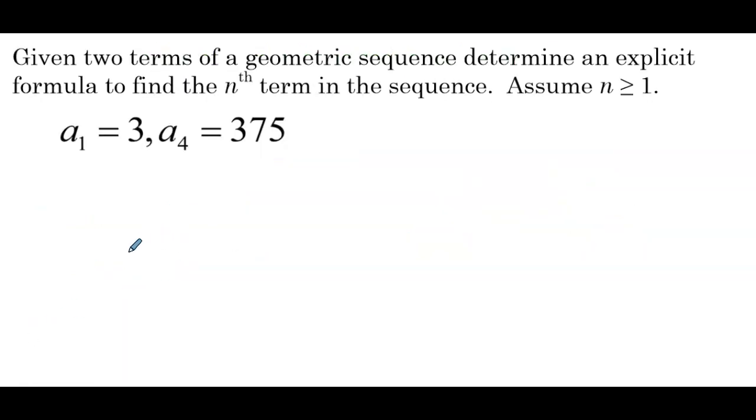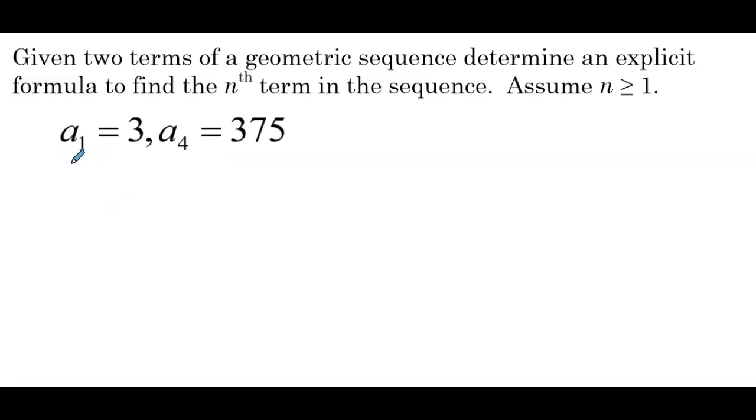Next, given 2 terms of a geometric sequence, determine an explicit formula to find the nth term in the sequence. Assume n is greater than or equal to 1. So we're just assuming that we're starting the sequence with a first term. A sub 1 equals 3 is that first term. They've given us 2 terms, they just don't happen to be consecutive terms. So we can't take the same approach we did in the previous example.